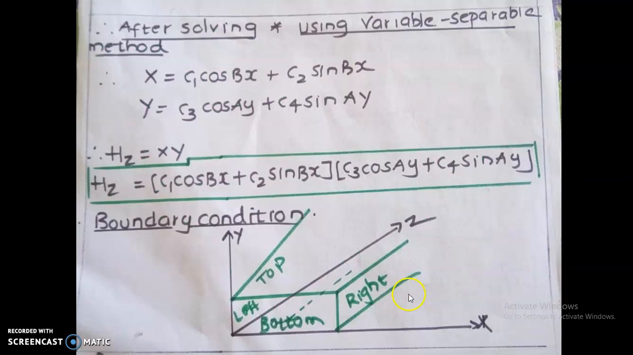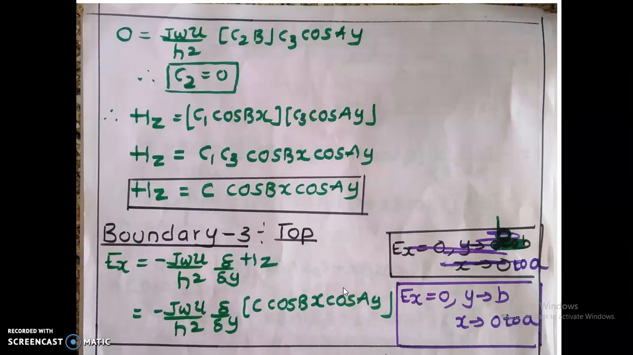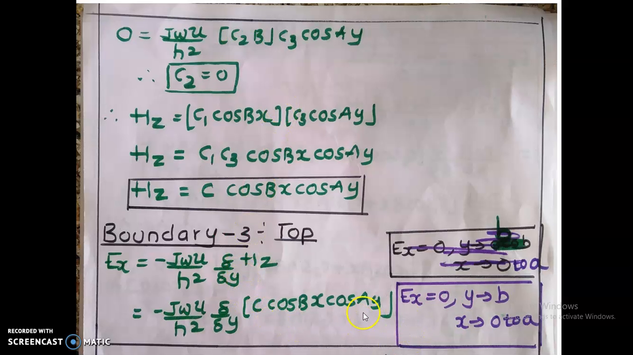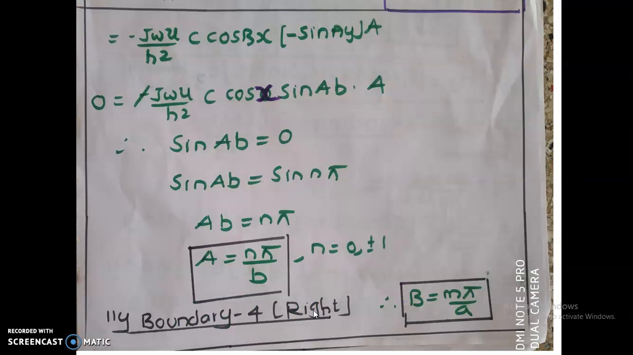At the top we can say that y tends to b. If you observe this point, y should become b and x should travel from 0 to a. So the condition is y tends to b, x goes from 0 to a. As we are unable to substitute the x value, but we can substitute y as b, instead of y I have substituted b. x is a variable, so I cannot substitute it, so x remains the same, but y can be substituted by b.